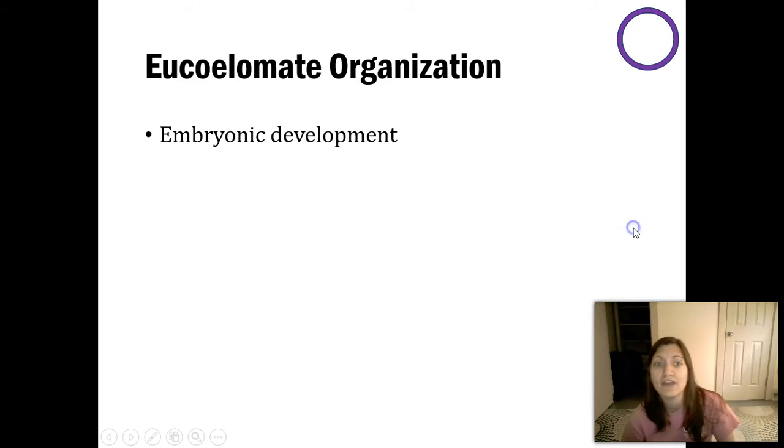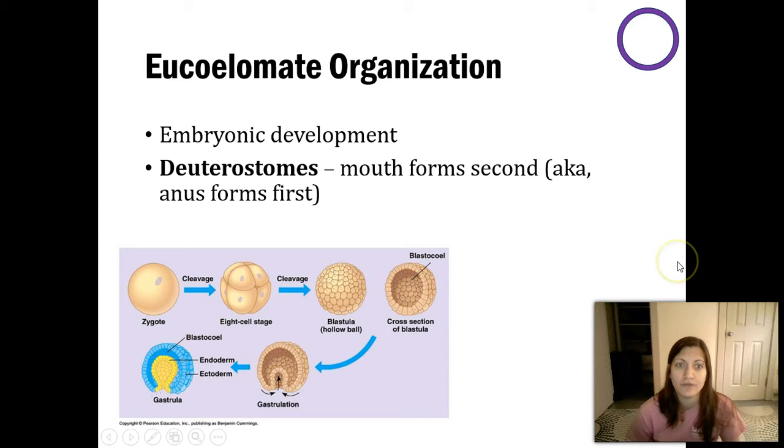Now, if you are a deuterostome, that directly translates into the mouth forming second. So same thing, this is the same exact picture from the slide before. You have this zygote. Once the zygote gets large enough, you have this caving in. But that first opening isn't the mouth. That first opening is the anus. And then later on in development, when the second opening forms, that will be the mouth. So it is the anus that is forming first in our deuterostomes.